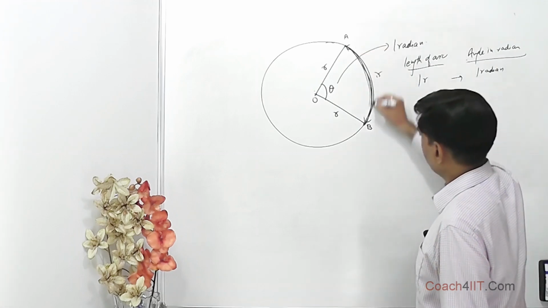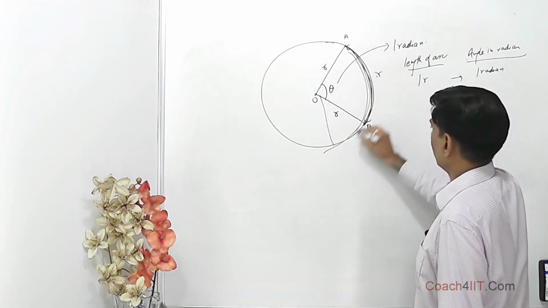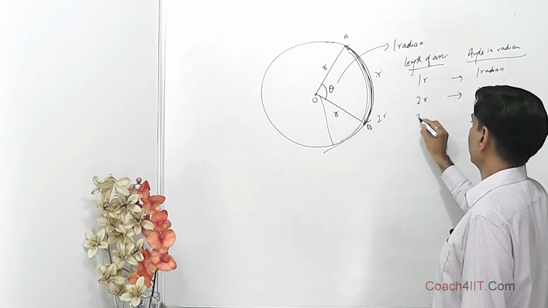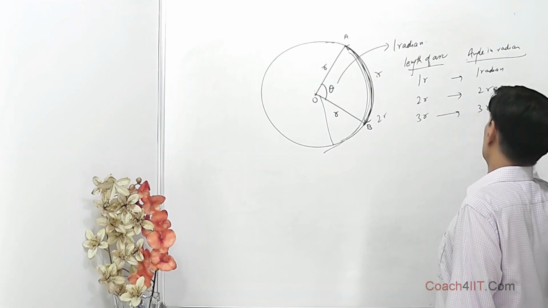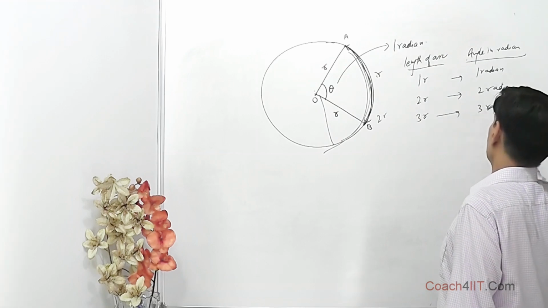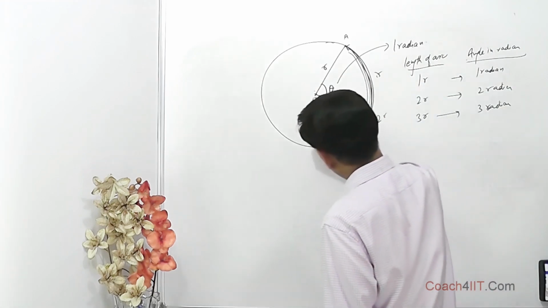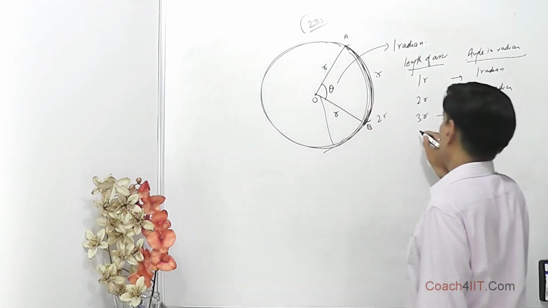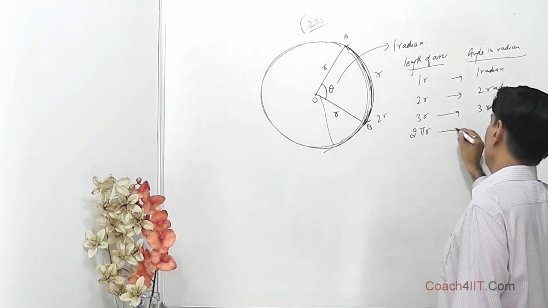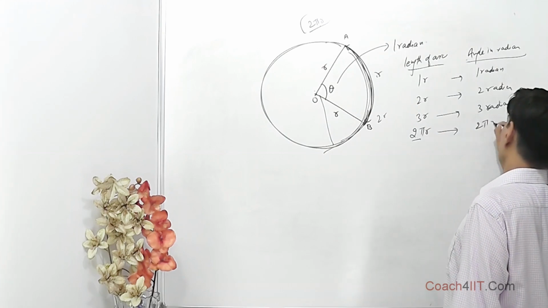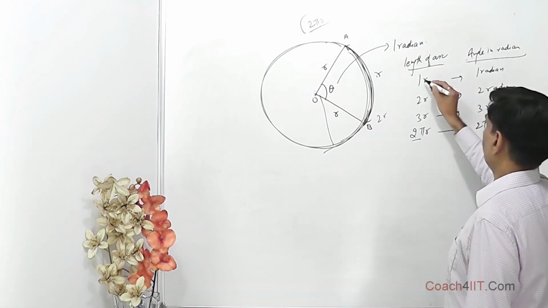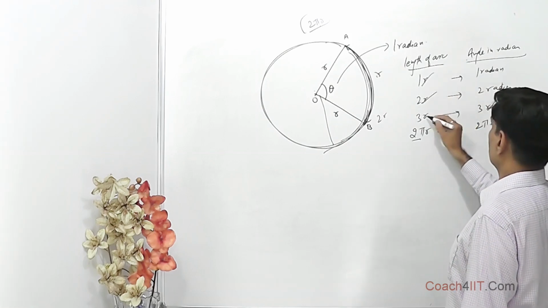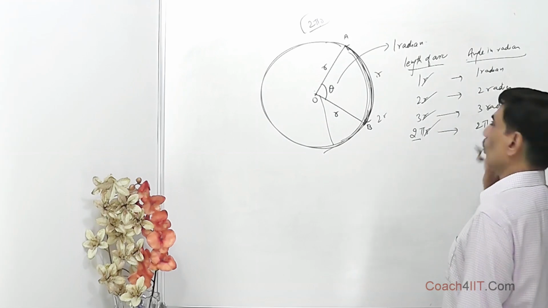If we increase the length of arc to 2r, then it means 2 radian. If we make it 3r, it is 3 radian. And we know in a complete circle the circumference is 2 pi r. Total length of the arc is 2 pi r, so this becomes 2 pi radian. Just drop r. 1 r, 1 radian. 2 r, 2 radian. 3 r, 3 radian. 2 pi r, 2 pi radian.